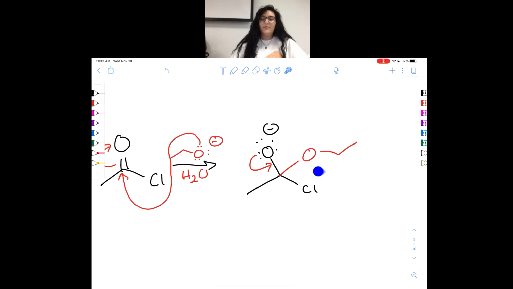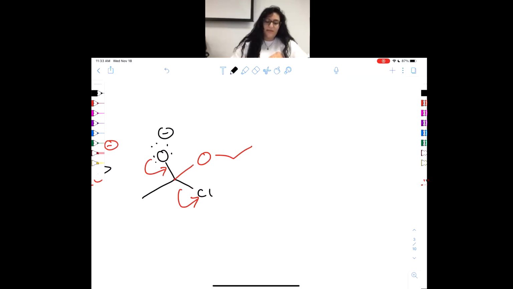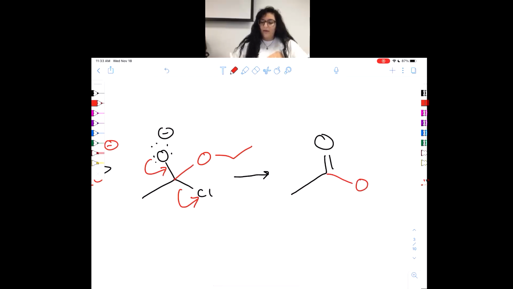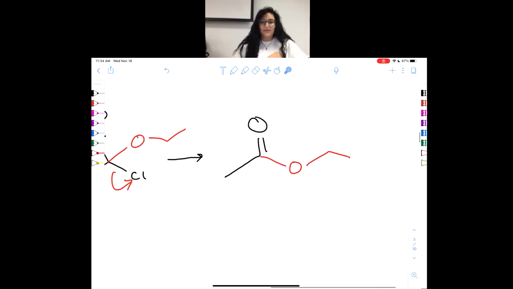So both of these could be leaving groups. Do we want to kick off the oxygen or the chlorine? What do you guys think? Chlorine, because chlorine is a better leaving group, and because if we kick this off, we would be going backwards. So at this point, we reformed our double bond to the oxygen, and now we have O and our R group. And so what's this functional group called? Ester. Cool.